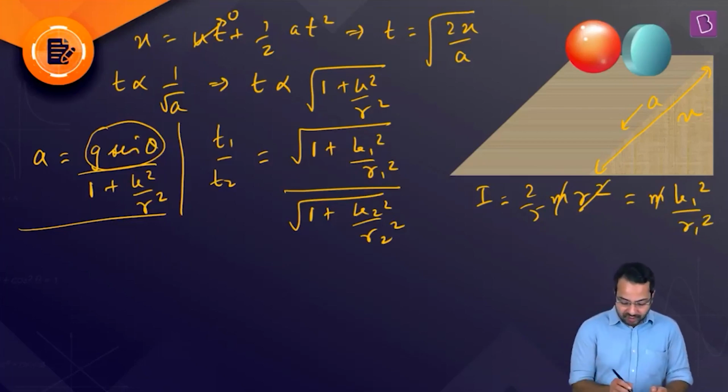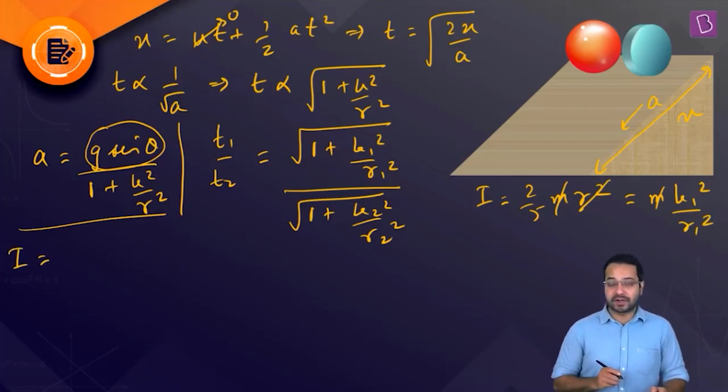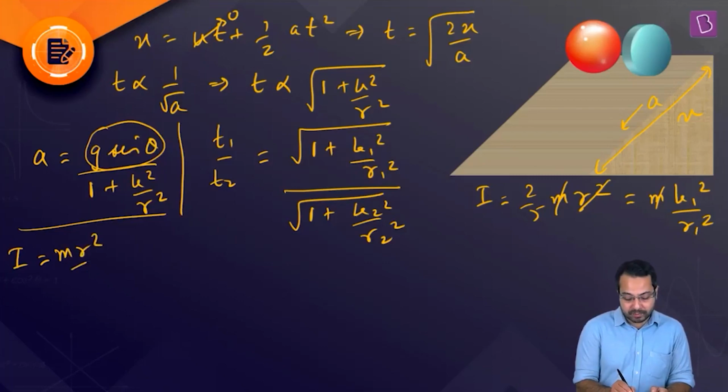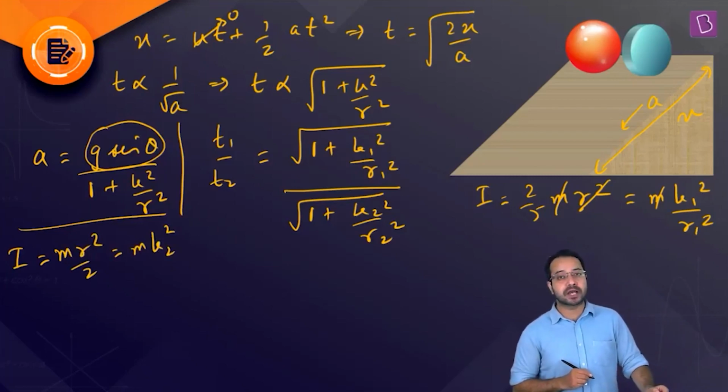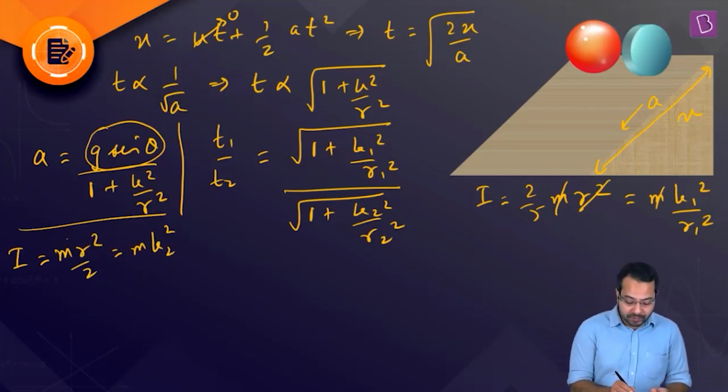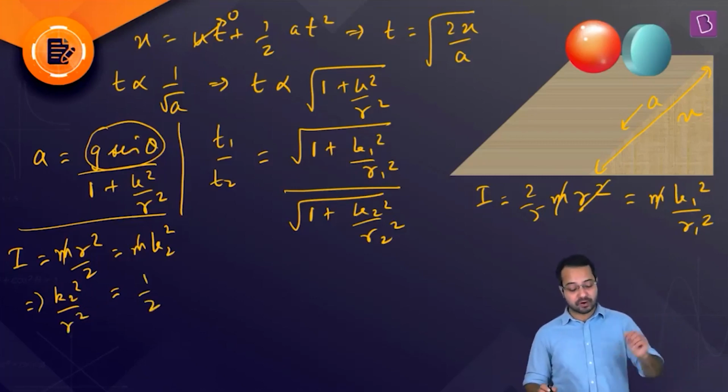Also, the moment of inertia of a disk is m r square by 2, and can I equate it with m into k2 square, where k2 is the radius of gyration of the disk? So from here m gets cancelled and what do I have? I have k2 square upon r2 square, or k2 square upon r square, is equal to half. Alright, so I have found out both the values.